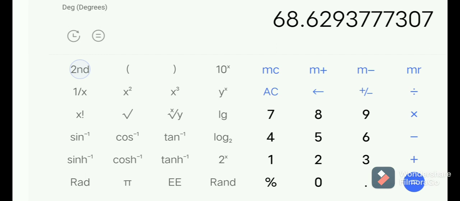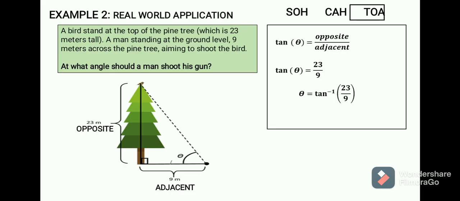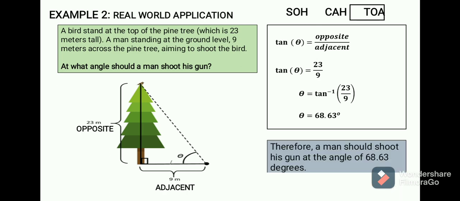Since the result in our calculator is 68.6293777307, we need to write our answer to the nearest hundredths. So the measurement of our theta is 68.63 degrees. So let's write. Therefore, the man should shoot his gun at an angle of 68.63 degrees. So 68.63 degrees is the answer in our example 2.